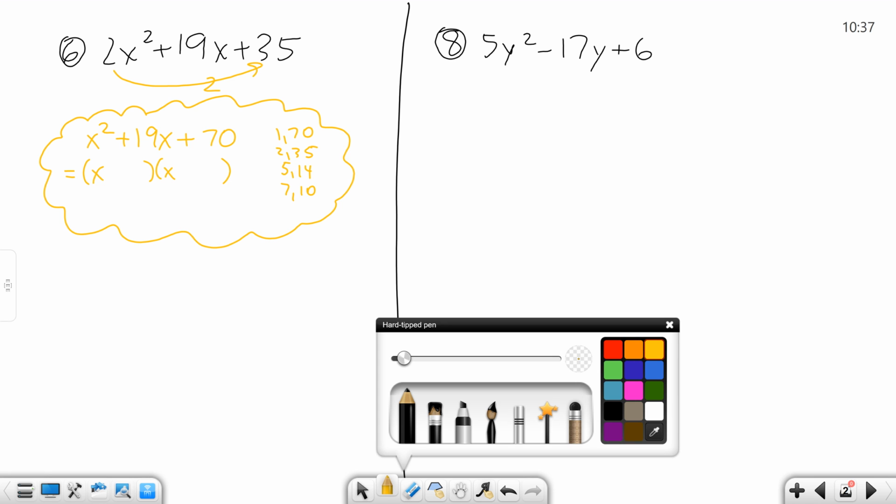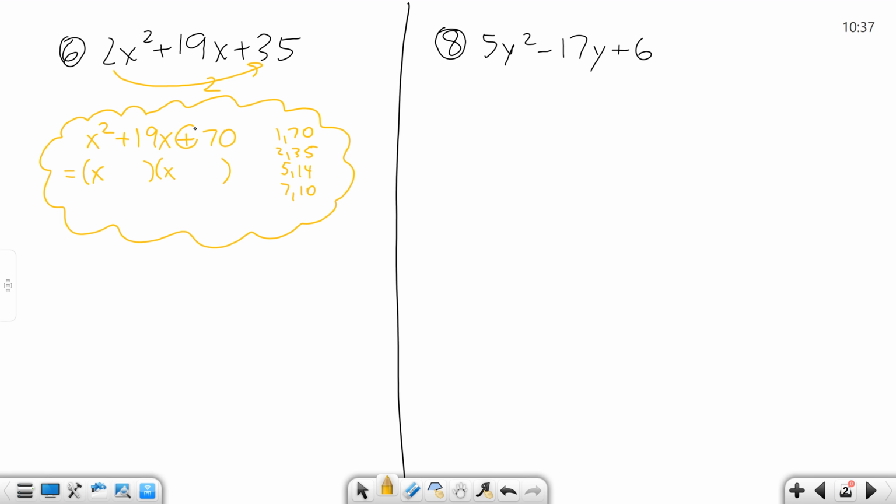Do any of those add to give me 19? Well, that's going to be 14 and 5. So put in here 14 and 5. The signs are both positive, but I'm not done. I'm still in my thought cloud. I'm not done because I multiplied by 2 and I have to undo that by dividing by 2. So I divide by 2 here.